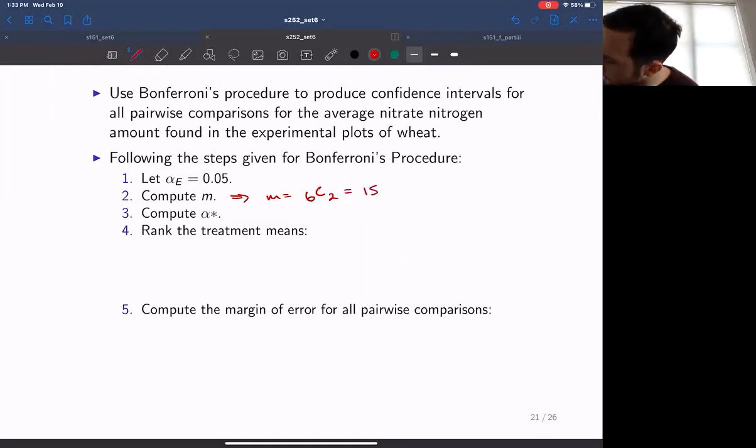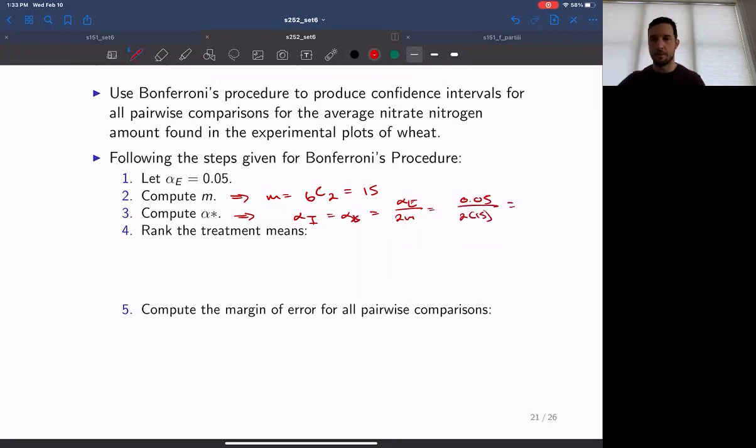Okay, and then we're going to compute alpha star. This is the same thing as alpha I, just so that we're on the same page. So this is going to be alpha E divided by 2m. So this is going to be 0.05 divided by 2 times 15. Okay, so that's going to be 0.0016 repeating.